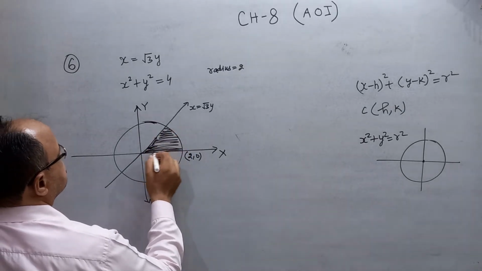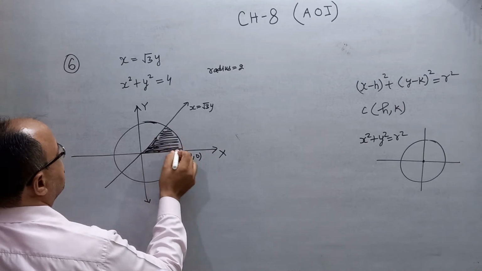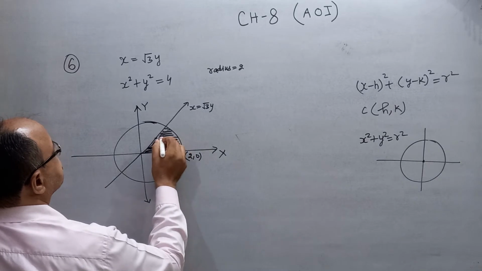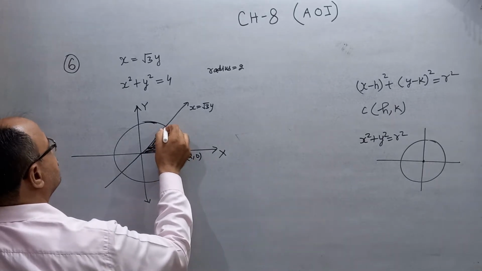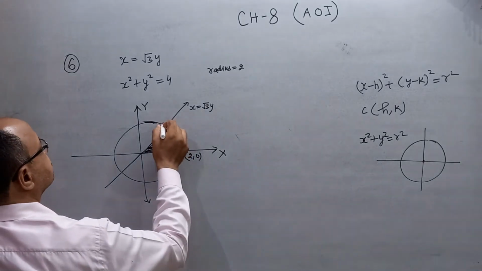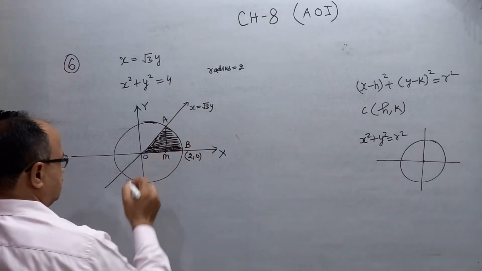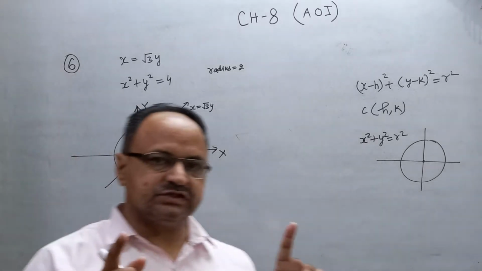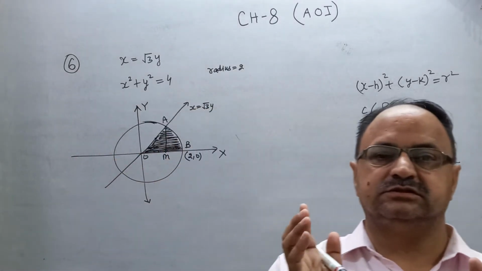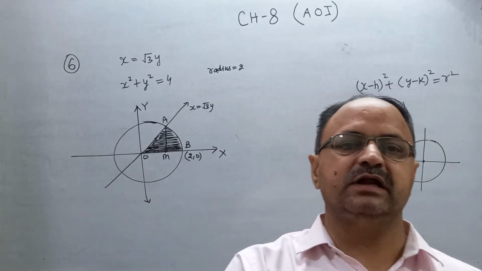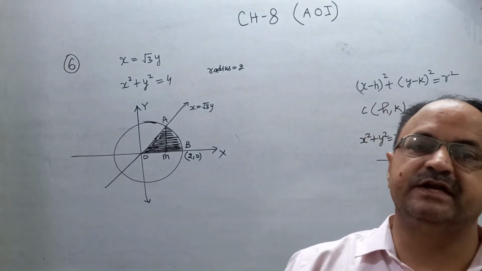But you know that the shaded portion is attached with the circle as well as the line. Then divide it into two parts. Draw the perpendicular AM. This is B and this is O. Because the shaded portion is touched with two functions, that is the curve and the line, it means divide that portion.